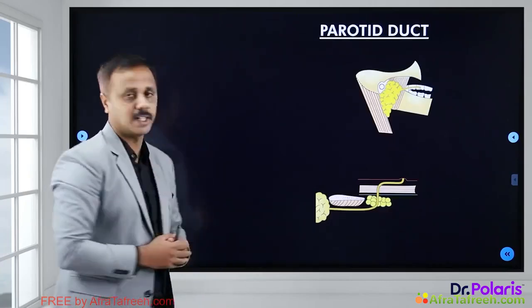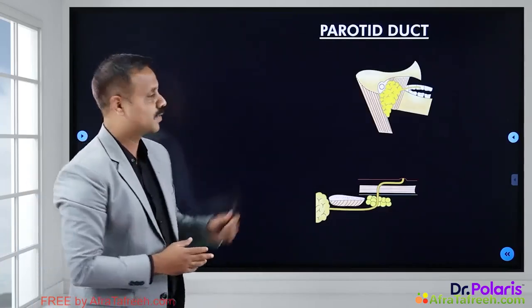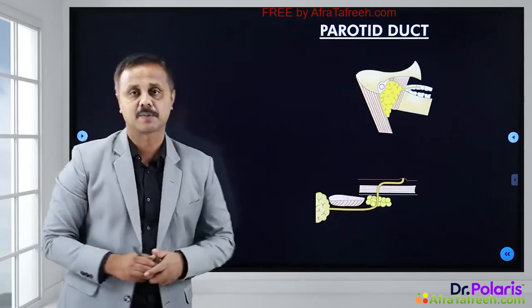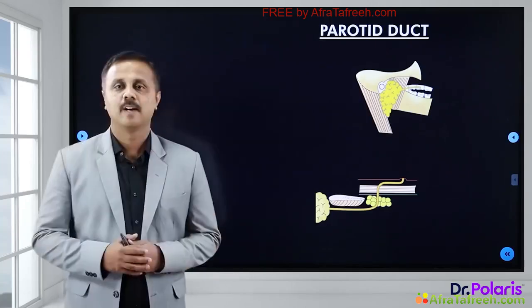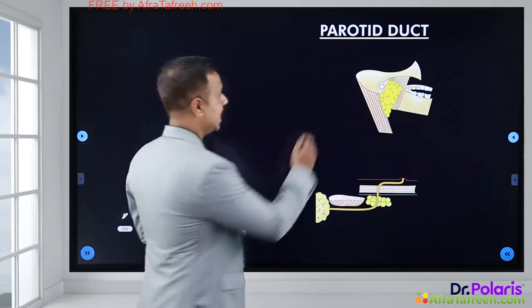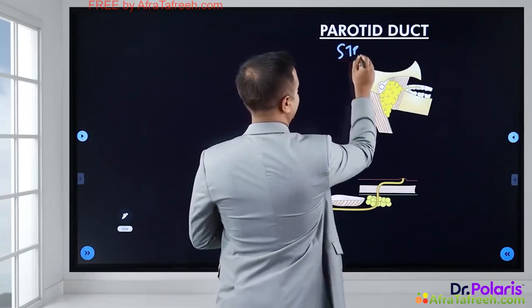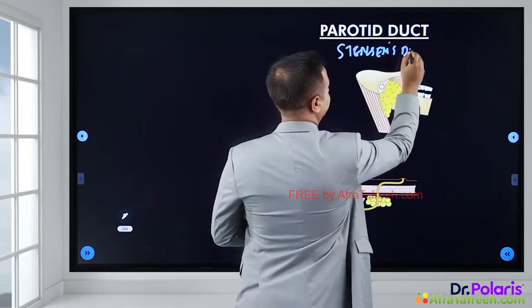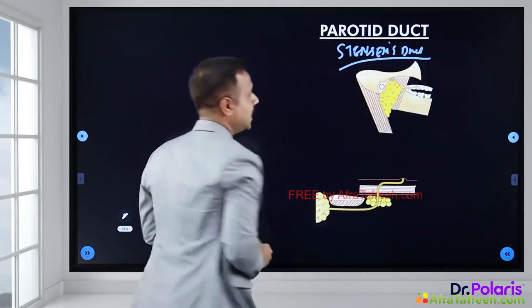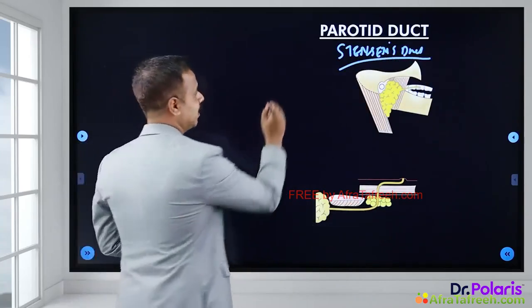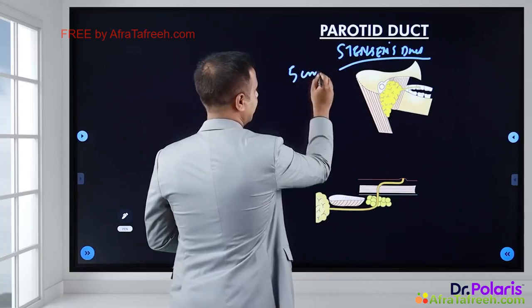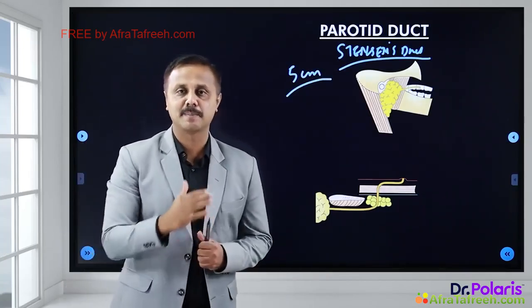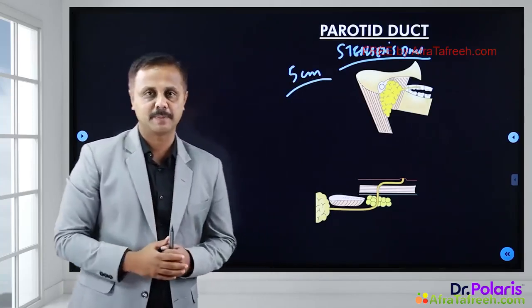Once we have learnt about the relations of the parotid gland, let's focus on the anatomy of parotid duct. Again, one of the frequently asked questions in your university exam. Parotid duct is also referred to as Stenson's duct. The entire length of the parotid duct measures about 5 centimeters. Parotid duct is responsible for carrying secretions from the parotid gland into the oral cavity.